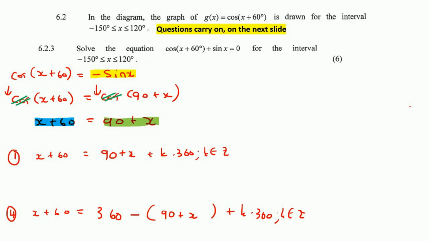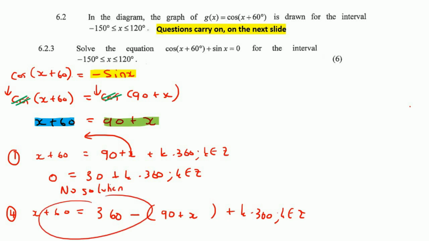So at number 1, you're actually going to get a no solution. Why? Because when you take this x over, it becomes x minus x, which is just 0. And then 90 minus 60 becomes 30, plus k 360, k is an element of z. So this is just no solution. And that does happen sometimes.